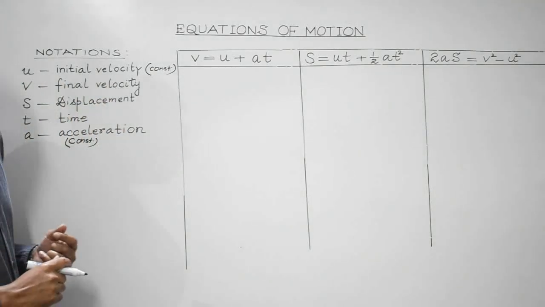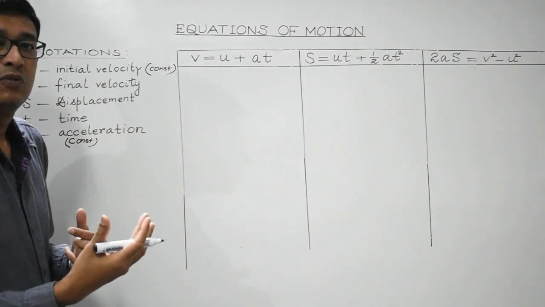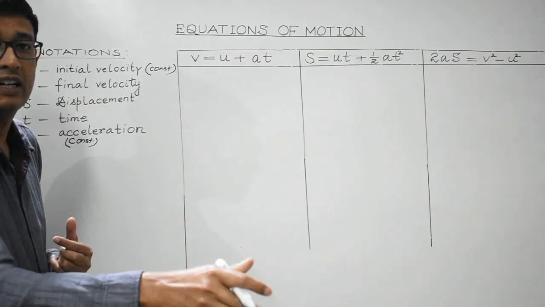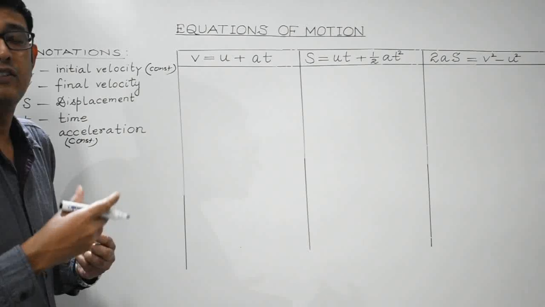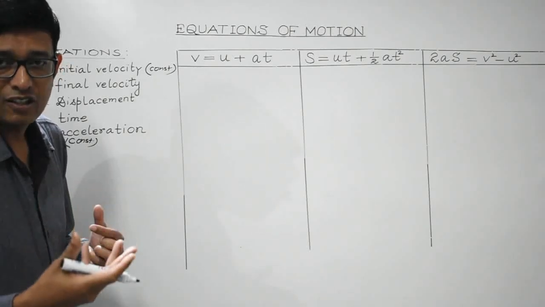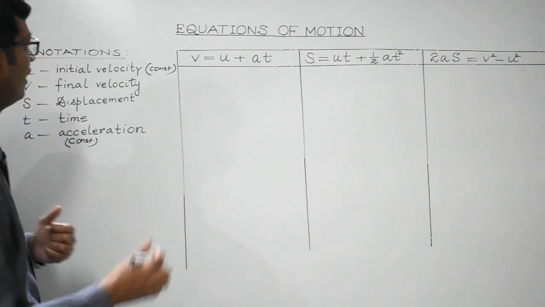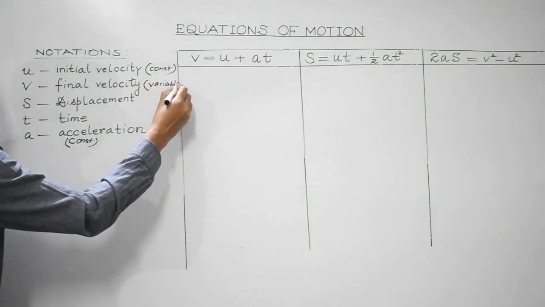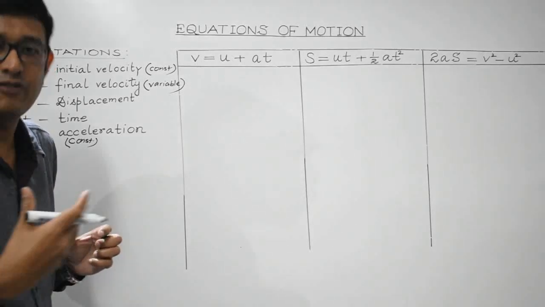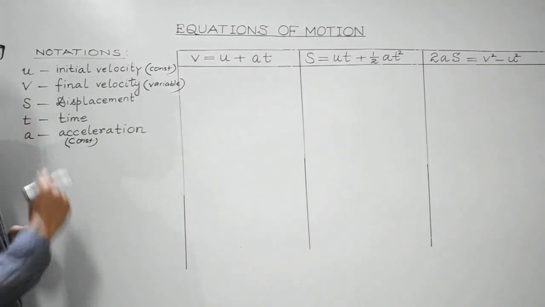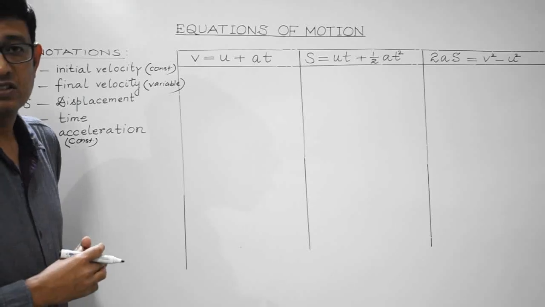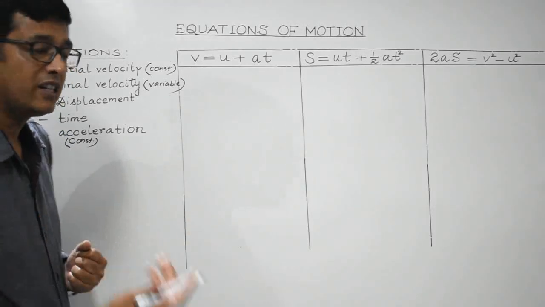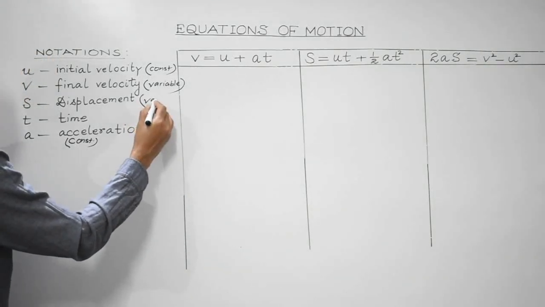Final velocity. Now with the passage of time, the body will either get speeded up or it will get slowed down at a constant rate. So obviously its final velocity will keep on changing with the passage of time, right? So it is a variable. It is a variable whose value is not fixed. It will keep on changing with time. Displacement, obviously it can't be fixed. The body is in motion. So the displacement of the body will also keep on changing with time. So this is also a variable.